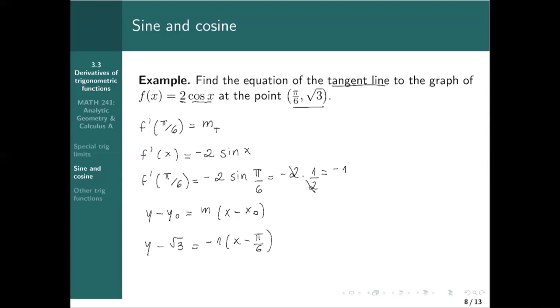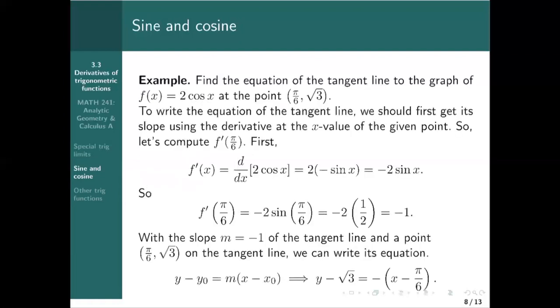You can leave it like that. This is called the point slope form of the equation of a line, or you can solve for y, and that's going to give you an equivalent answer. Here we have all the information again, but typed.